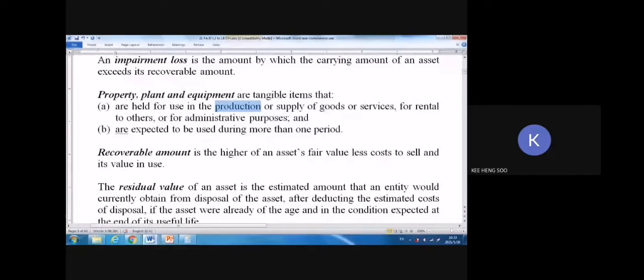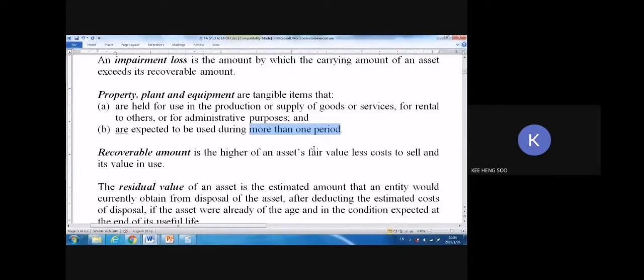For production, that means the machine. The machine going to use to produce the product, the goods. You buy the computer, okay, it's supplying the services. Okay, table and chair give you the service. You can sit on the chair. You can put your document on the table. Okay, this is for production use and for administrative use.